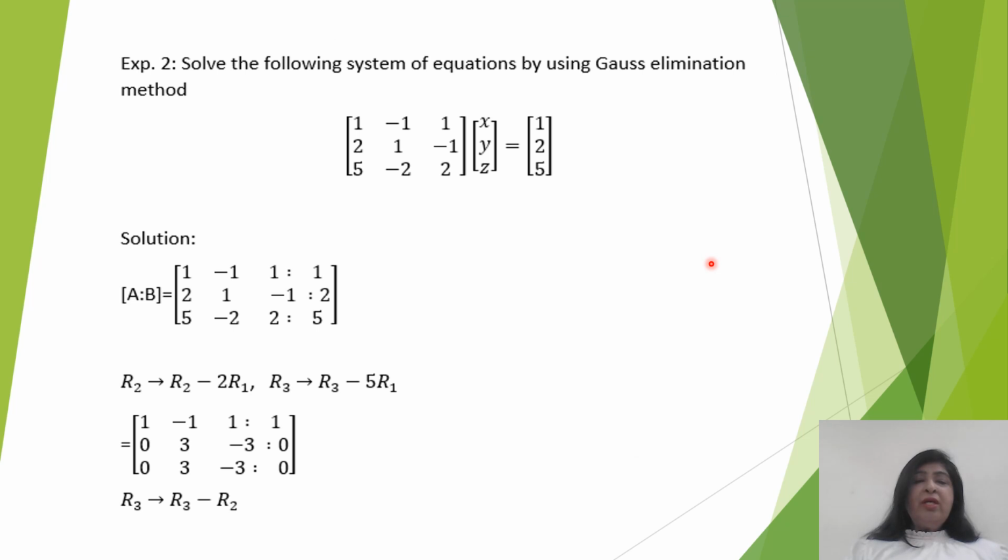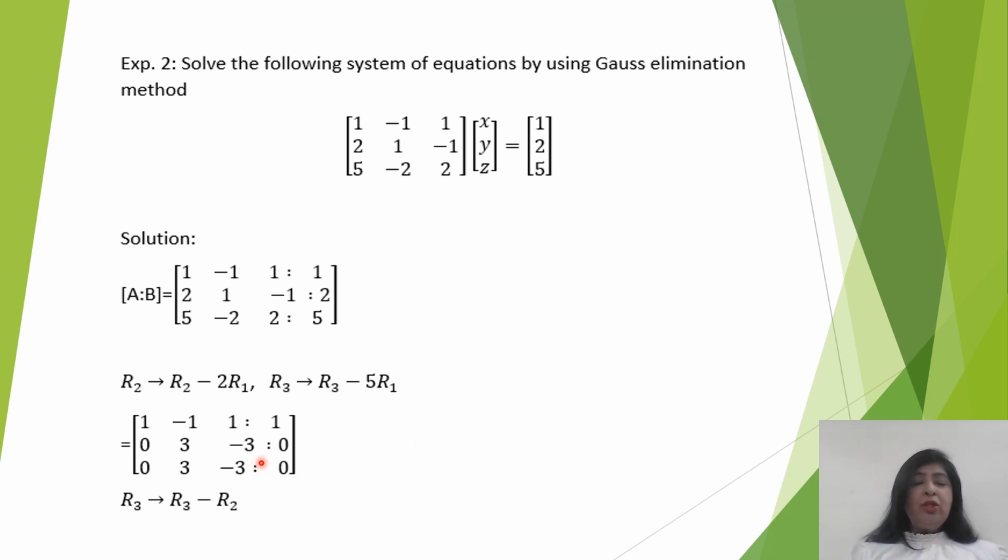Now the second question is, solve the following system of equations by the Gauss elimination method. So this system of equations is given to you. Similarly, as we discussed in the previous one, we will form the augmented matrix A, B. So this is the augmented matrix. So 1 is here. Now first of all, with the help of this 1, we will make these two entries 0. So which operation will we apply? R2 minus 2R1, then R3 minus 5R1.